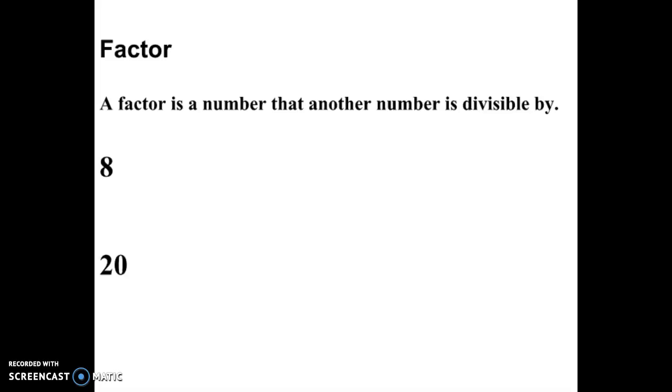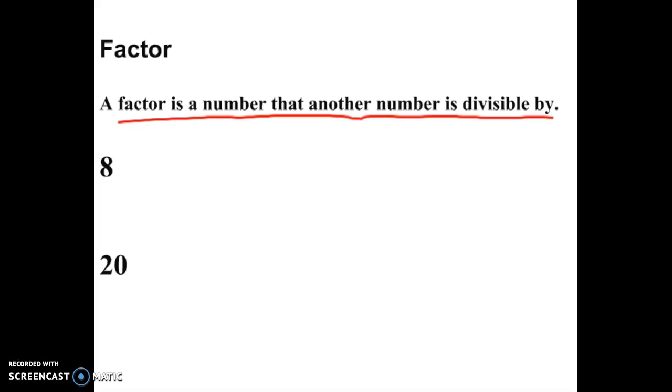The first thing we want to talk about is what a factor is. It says a factor is a number that another number is divisible by. I have two numbers up here, 8 and 20. Sometimes the easiest thing to do, rather than think of what 8 is divisible by, is to think of what multiplies to give you 8, because whatever multiplies to give you 8 is also going to be divisible into 8.